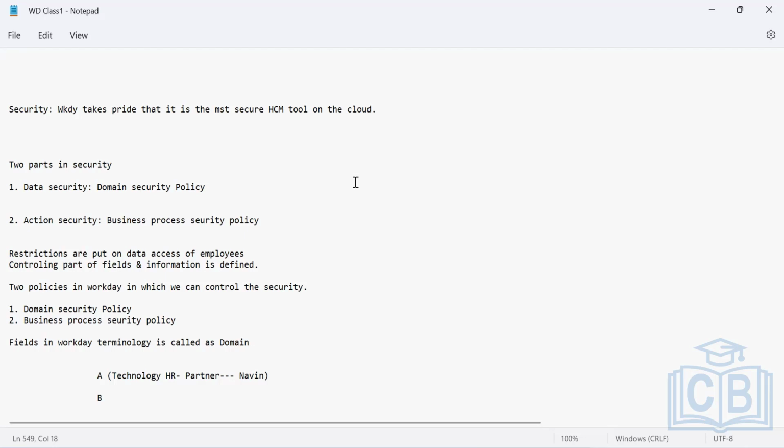Okay, so guys, that was all about the data security. Then comes the next part, which is action. Action means you're performing some activities. What activities will you do in Workday? Mark my attendance, submit my timesheet. That is an activity. So how do we do that?